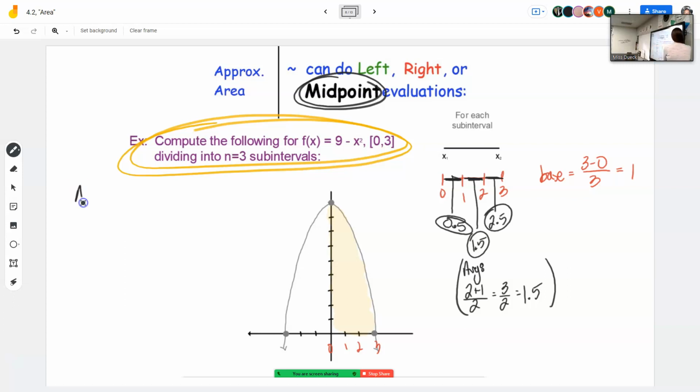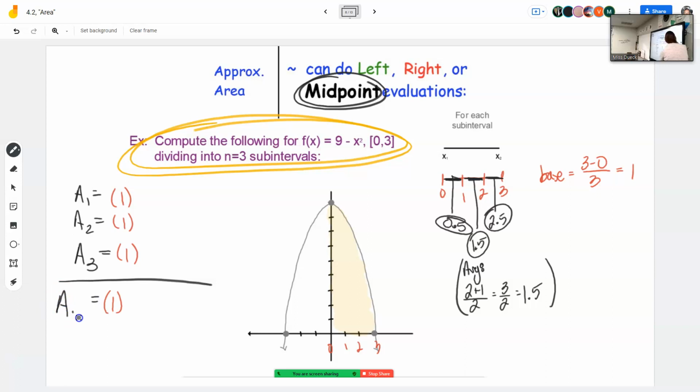So if I was coming over here for my A1, A2, A3, I'm just trying to illustrate to you guys you don't need the picture. We know our base from that little baby formula over there. Just subtract the distance, divide it up into however many pieces they say. I know my base for each and every one of these is going to be 1. Which is why I'm pulling out that GCF of 1, since they're equally spaced. This is my midpoint approximation.